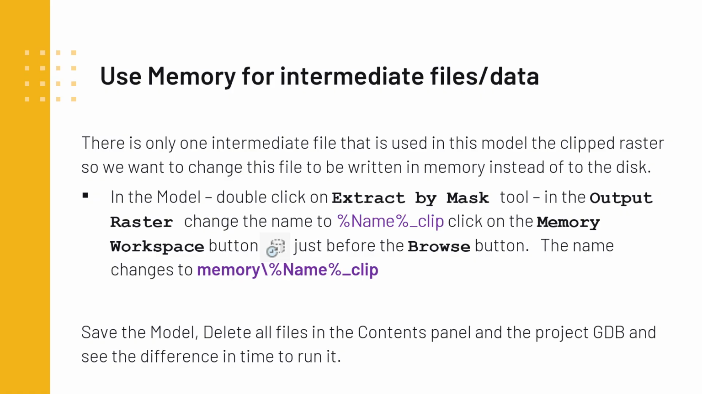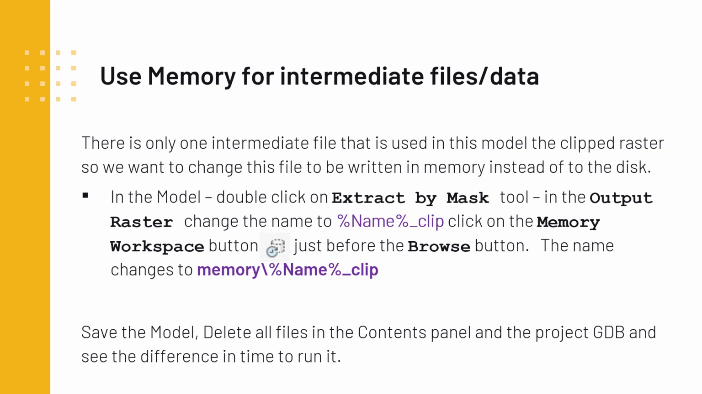How do you use this memory option for the intermediate files or data that are created? In this particular example, there is only one intermediate file that is created, and that's the clipped raster. Ultimately we want this file to be written to memory instead of the disk to save the time reading and writing from the disk before going to the next step. So how do we do this?